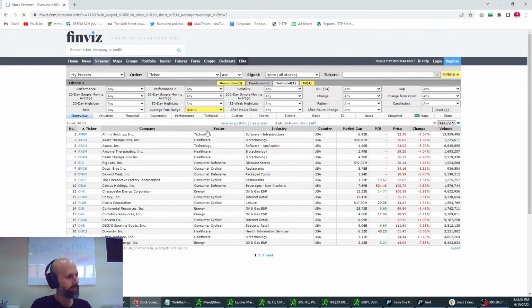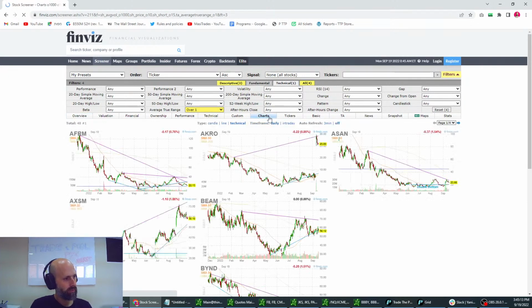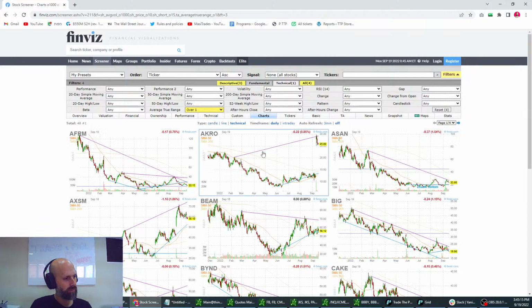Or over one. And that gives me like 48 stocks that I can go through and scan and see if there is any potential movement that I can expect. For example, I'll go to the charts, click on candle just to take off those lines.